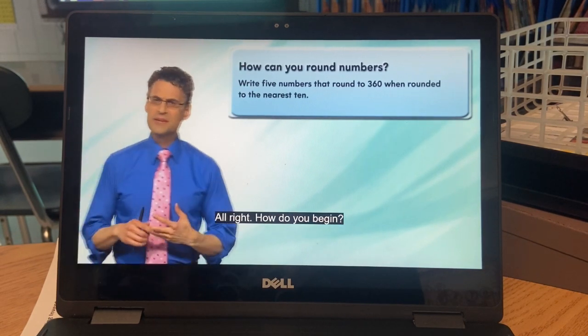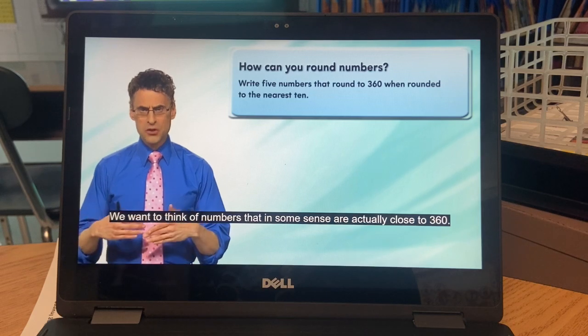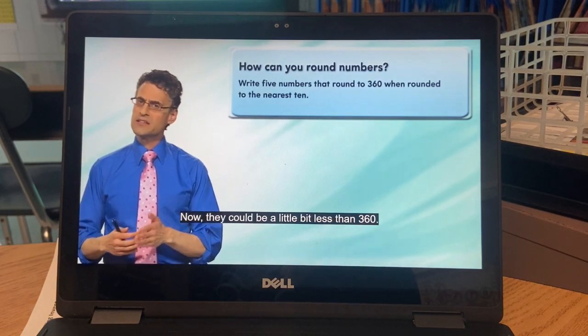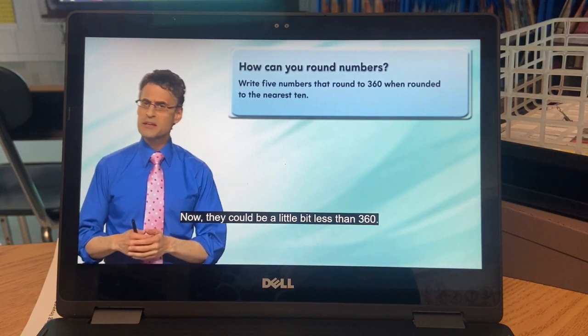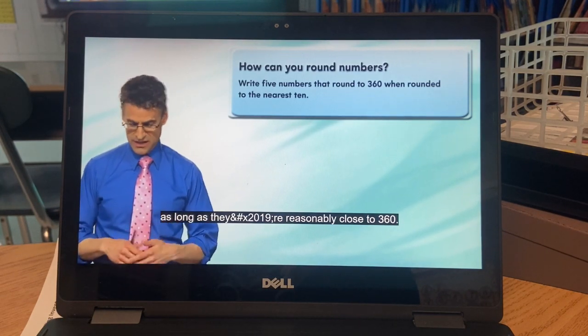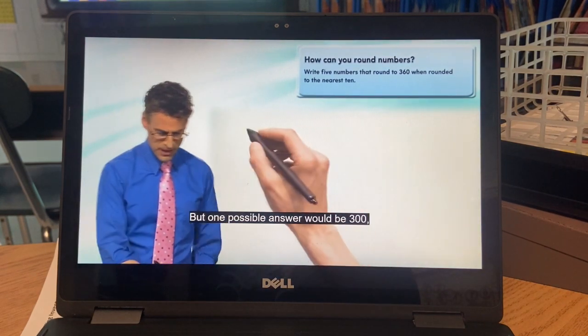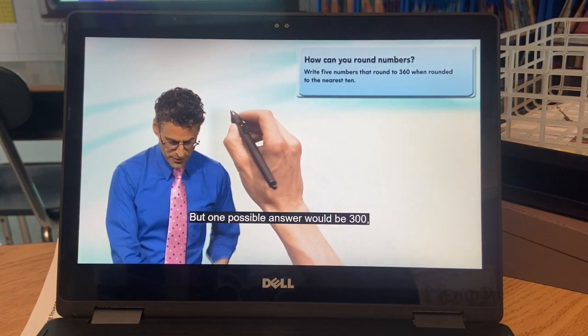All right, so how do you begin? We want to think of numbers that in some sense are actually close to 360. Now they could be a little bit less than 360. They could be a little bit greater than 360 as long as they're reasonably close to 360. So, for example, one possible answer, and there are lots of answers by the way, would be 300.